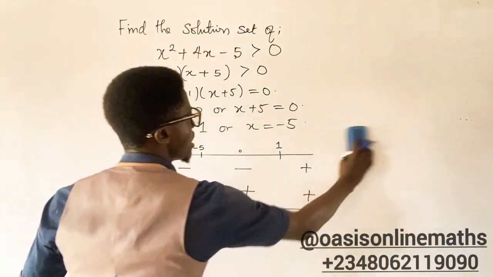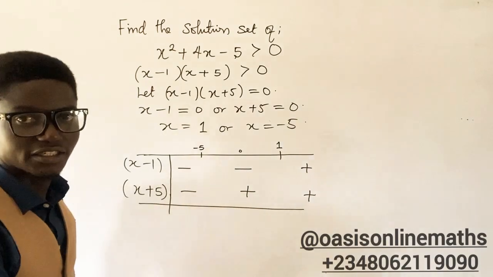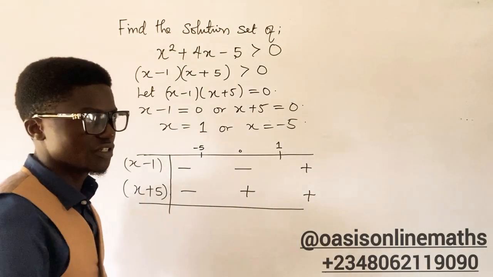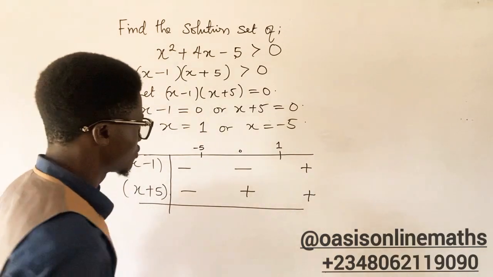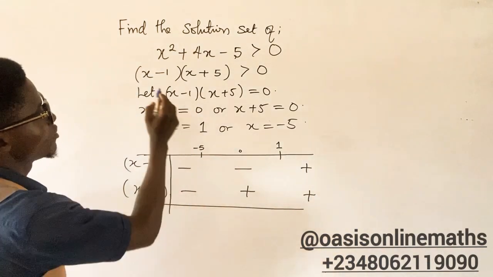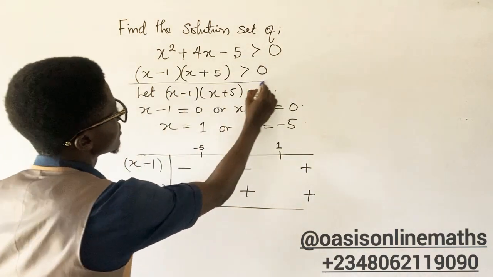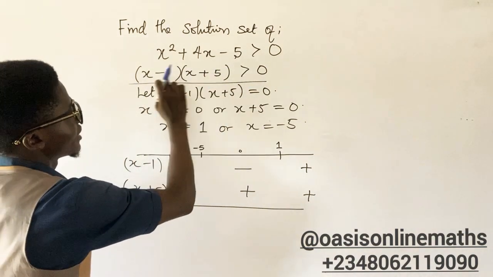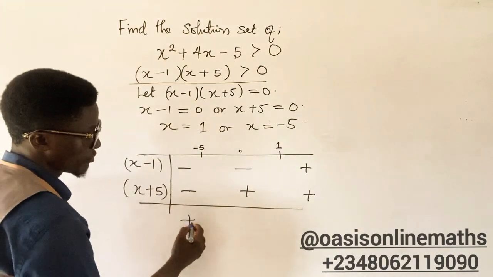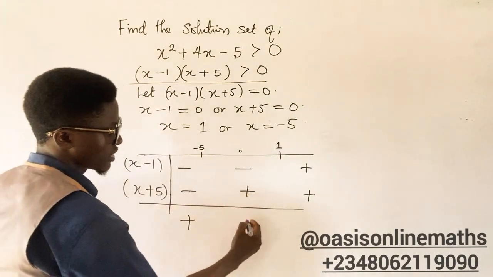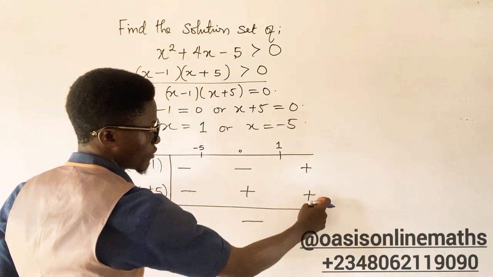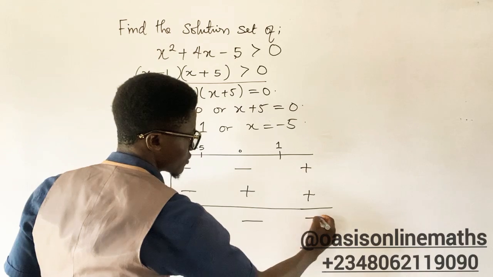So if we are able to obtain this table correctly, we have in fact gotten 90% of the solution to this problem. Then what next are we going to do? Now let's multiply these two together. Why do we multiply it? Looking at this question, these two factors multiplied are greater than 0. Minus times minus, we shall have plus. Then plus times minus, we shall have minus, right? Then plus times plus, we shall have plus as well.